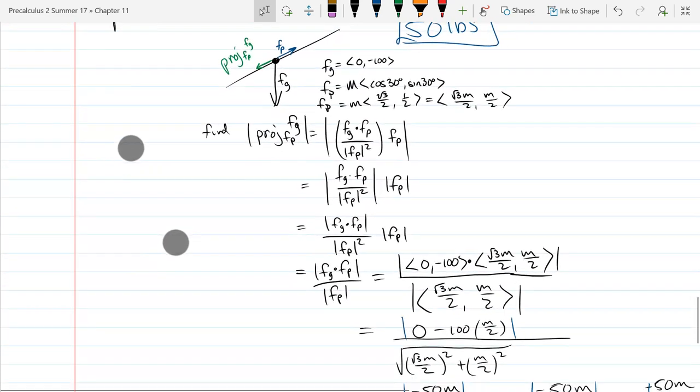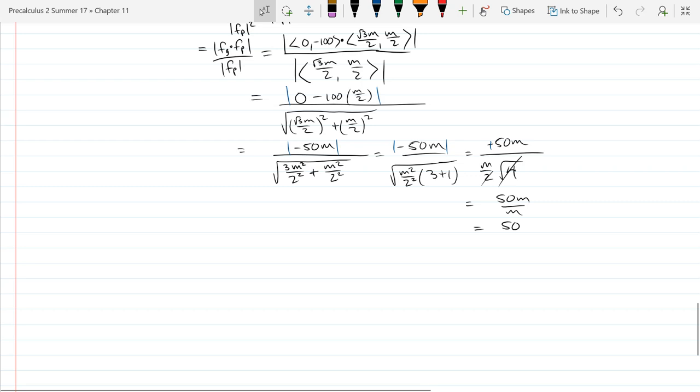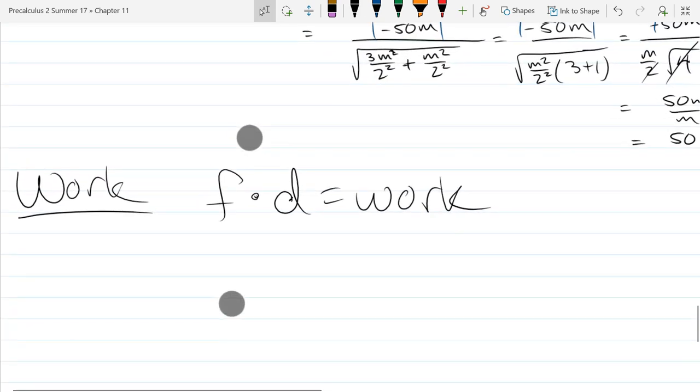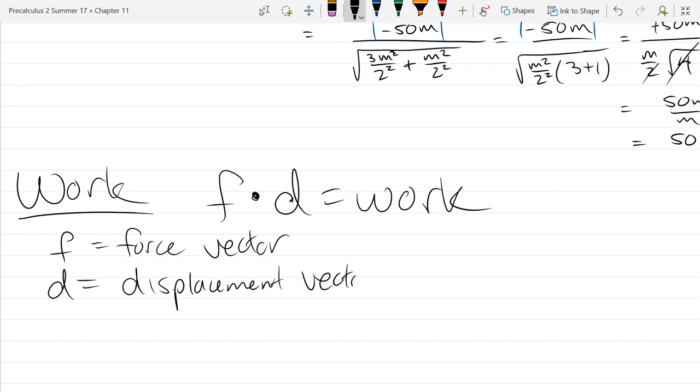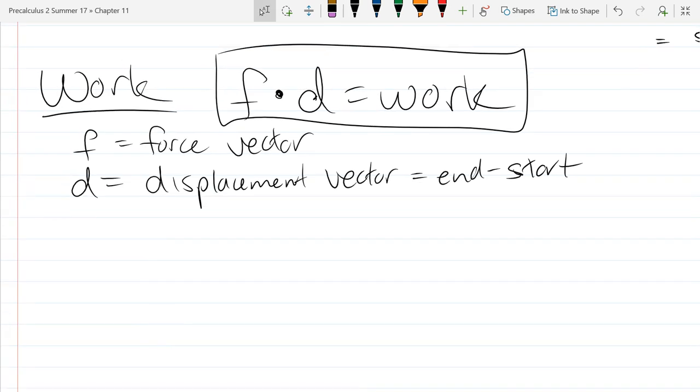All right, the last word problem we're gonna do is work. And so what we're gonna need is a formula for work. So normally it's force times distance. And good news is it's still force times distance, except the multiplication we're gonna use is a dot product. So F is the force vector. D is the displacement vector. And usually this is going to be end minus start. That's how we're going to get a vector out of a start and end point. All right, so that's all we need for work right there, that dot product. And we're ready to go ahead and get started.